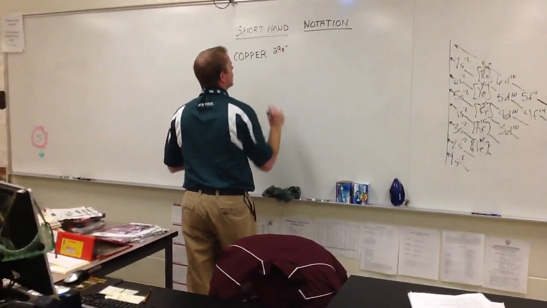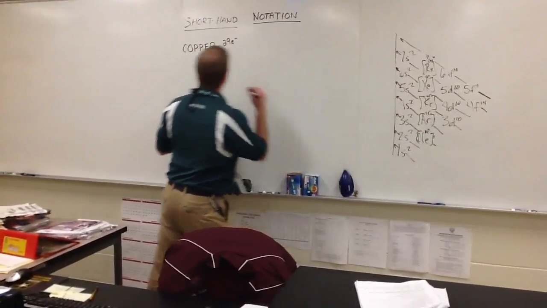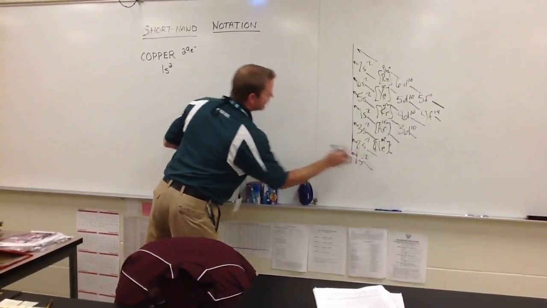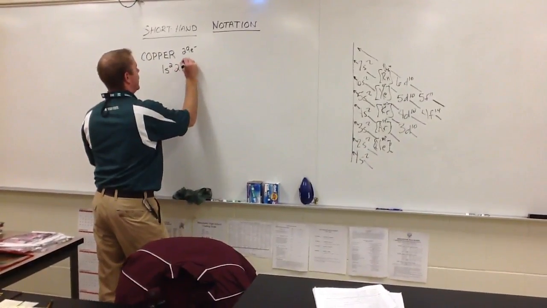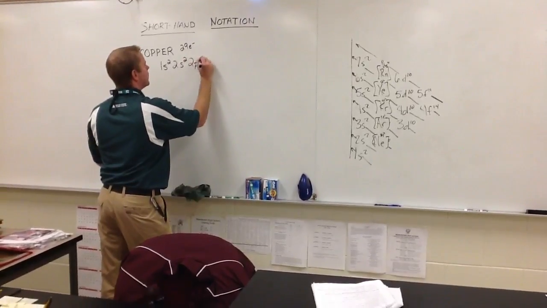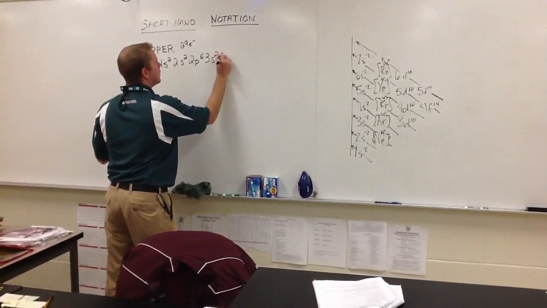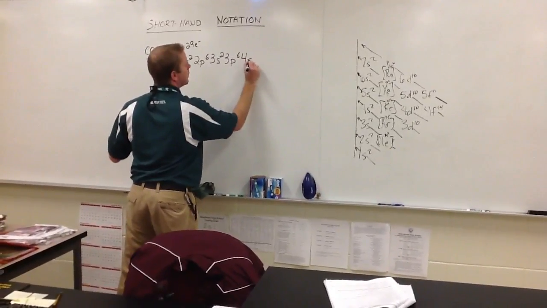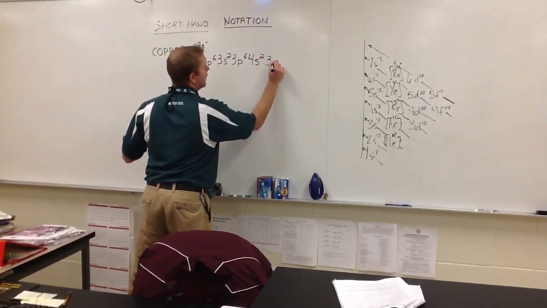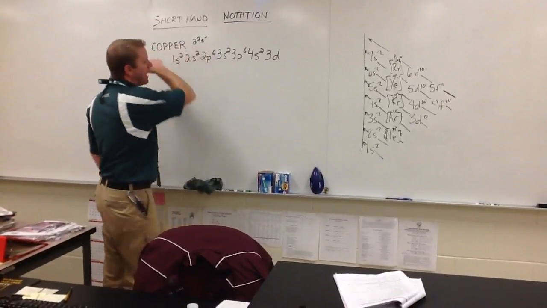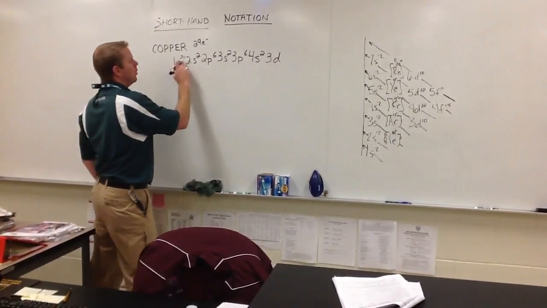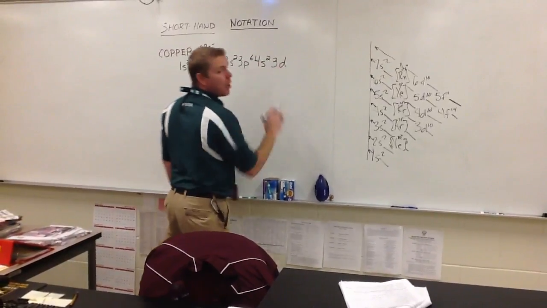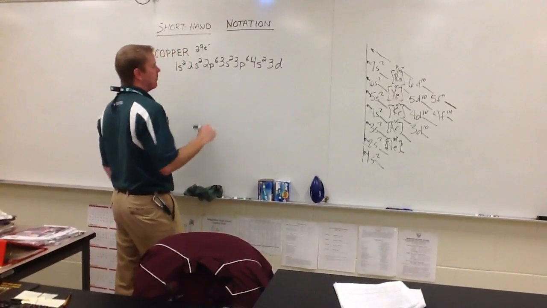And the longhand would be this. So, we start here, right? So, 1s2. Then, like a typewriter, 2s2. Then, 2p6, 3s2, 3p6, 4s2, 3d. Now I gotta get to 29, right? So 2, 4, 10, 12, 18, 20. 10 will fit in a D, but I don't need them all.